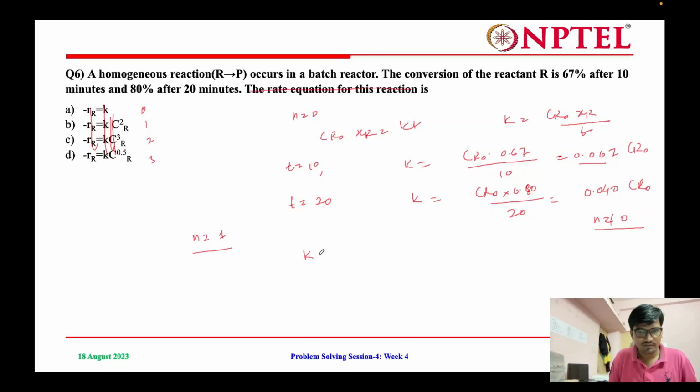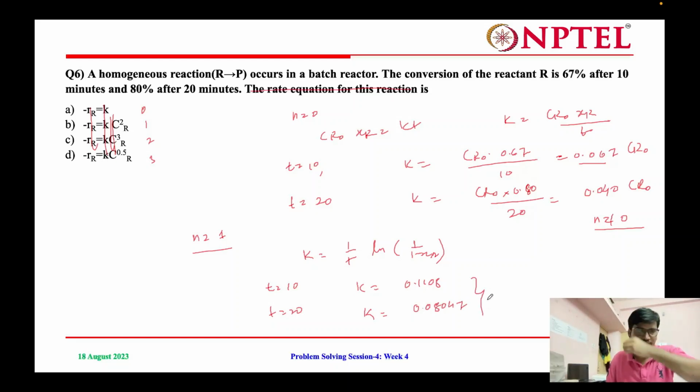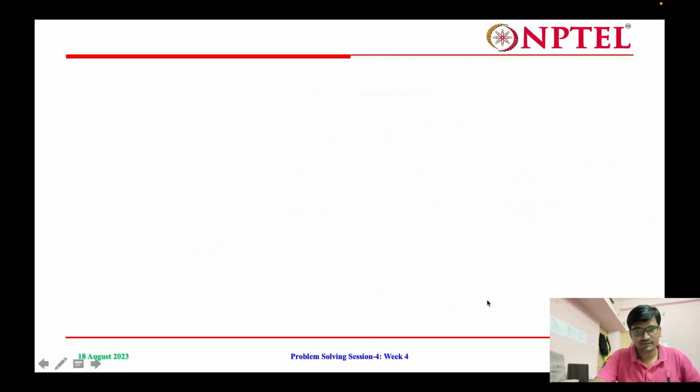So k for first order reactions is 1 by t ln 1 by 1 minus x, right? So for t is equal to 10 and t is equal to 20, here k will get 0.1108 and k is equal to 0.08047. This is not a first order reaction. Now check for the second order.